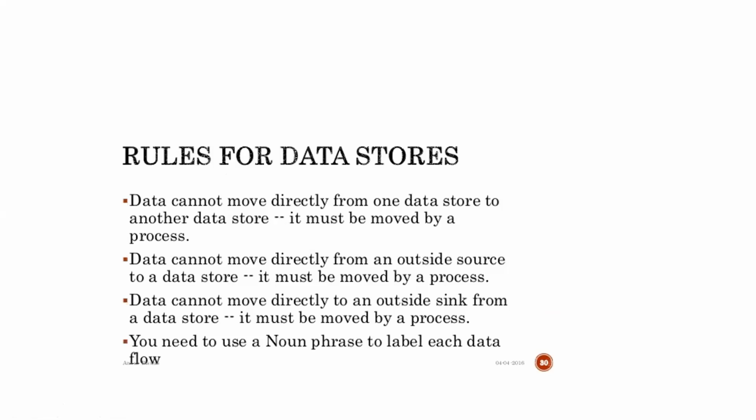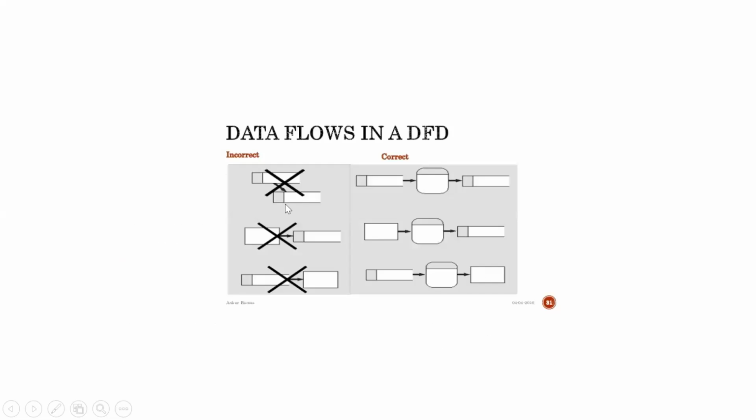Rules for data store. The data stores are nothing but the databases. We cannot move directly from one data store to another data store. There cannot be communication directly from an external source to a data store, or from a data store to an external sink. That is depicted here. We cannot have a database to database connection. We cannot have an entity to database connection, or output from the external entity directly to a database, or a database directly to an external output. We need to have a process in between the connection between database and entity, entity and database.